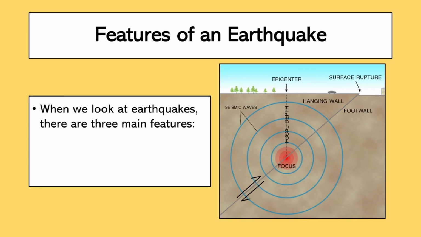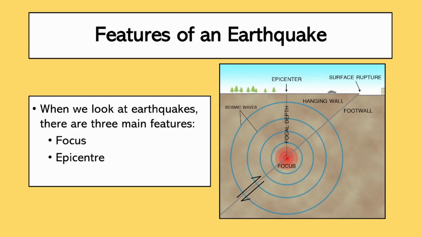Now we need to understand what an earthquake comprises of. So when we look at earthquakes, there are going to be three main features, and you can probably see them already on the right-hand side in the image, but we'll touch on them now. So we've got the focus of the earthquake, and this is actually where the origin of the earthquake is. The earthquake itself is going to happen underground somewhere, and the focus is that specific spot where that energy is being released from. So that's where all of that energy is going to be sent out from.